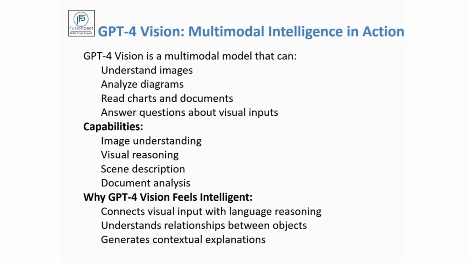So around here, some capabilities are image understanding, visual reasoning, scene description, and document analysis. Why does GPT-4 Vision feel intelligent? It connects visual inputs with language reasoning, understands relationships between objects, and generates contextual explanations.